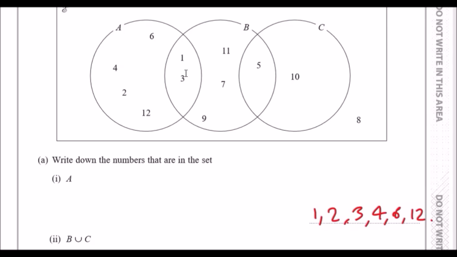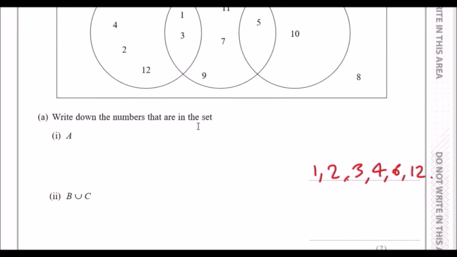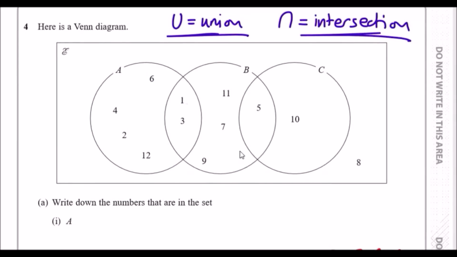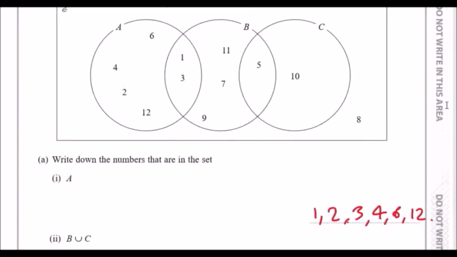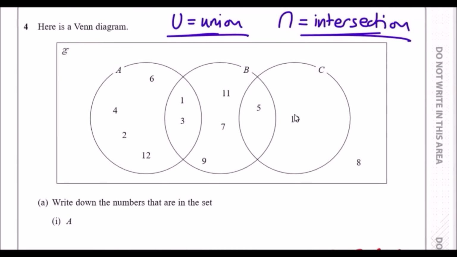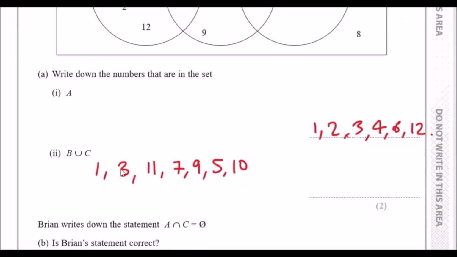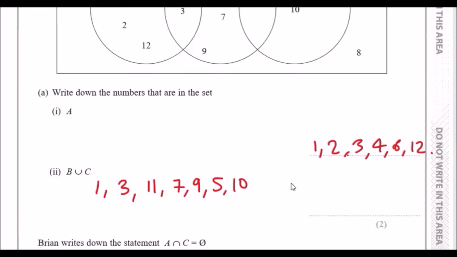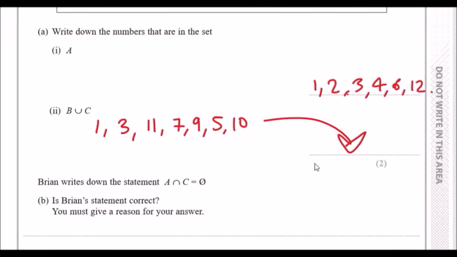So yep, cool. Write down the numbers that are in set B uniting with C. So B union C. So everything in B and everything in C. So clearly we have 1, 3, 9, 7, 11, 5, and 10. Yeah, this one I'm not going to do in order. I'm just going to list it here. Yeah, so 1, 3, 11, 7, 9, 5, 10. Did I miss anything else? Yep. So 2, 4, 6, 7. So it should be 7 digits here. Okay, yeah, that goes there.